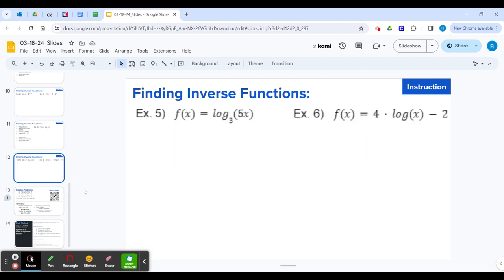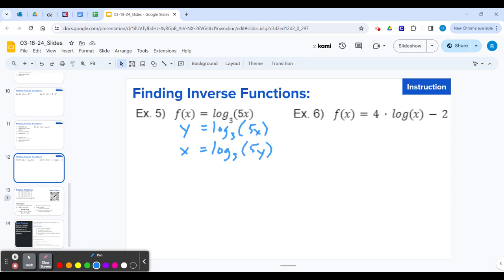Got 2 more examples here, just seeing some variations. In example 5, there's a number inside our logarithm we're going to have to deal with. In example 6, there's a number outside of our logarithm that we're going to have to deal with. So we're just going to follow the same process and see what different things we might have to do. So doing my housekeeping here, I got y equals log base 3 of 5x, and I'll rewrite this again. Switching the x and y around, x equals log base 3 of 5y.